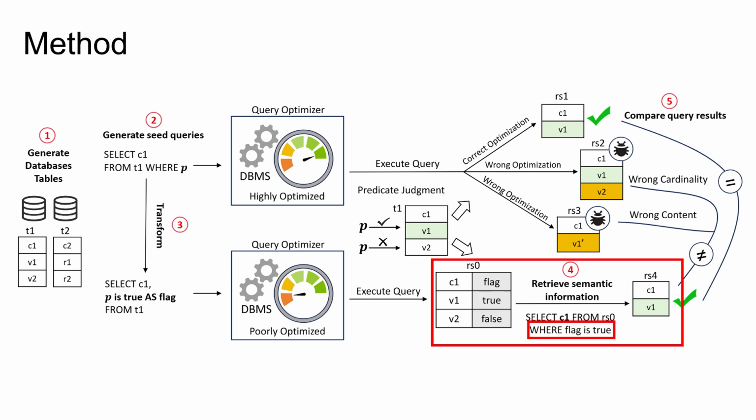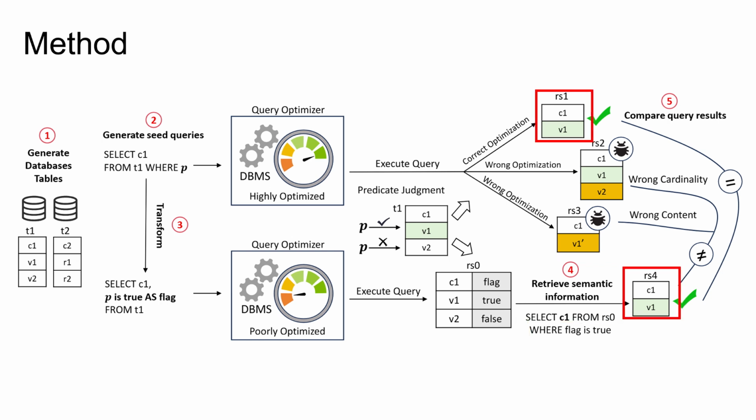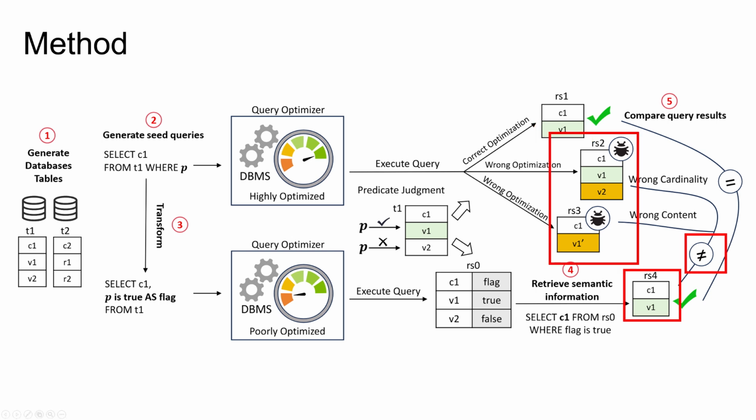To compare fairly, we run a simple filter on this result. We select only the rows where flag is true. This gets us back to the original meaning of the query. Finally, we compare the result from the original query to this filtered result from the changed query. If they aren't identical, we found a logic bug, likely caused by a faulty optimization.